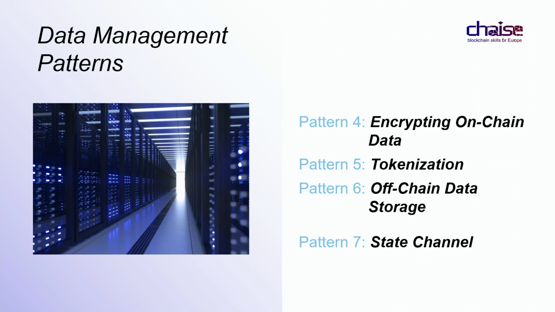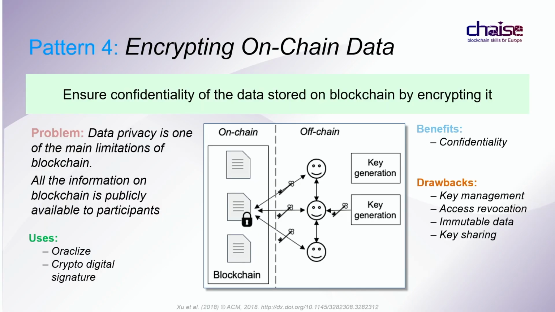Next group of patterns are data management patterns. These are encrypting on-chain data, tokenization, off-chain data storage, and state channel. Let's look at the encrypting on-chain data pattern. The encrypting on-chain data pattern ensures confidentiality of the data stored in blockchain by encrypting it.